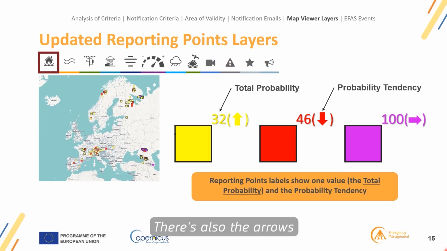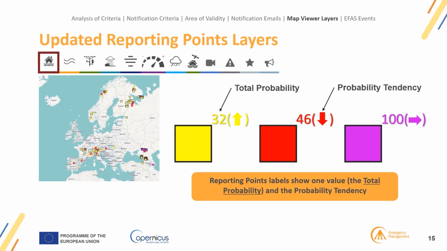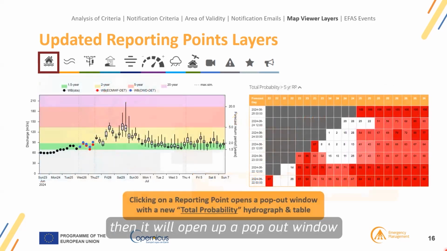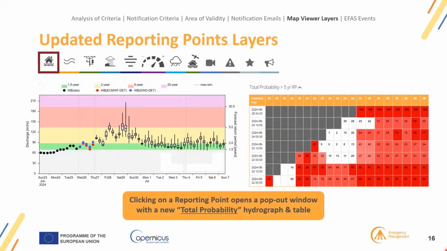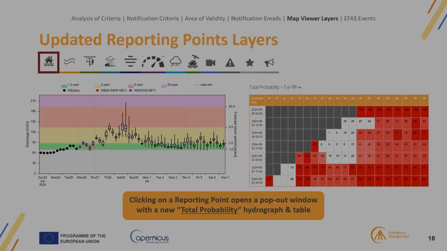There's also the arrows that point up, down, or sideways. If they're up, it indicates an increasing probability of exceeding that threshold. If the arrow is pointing down, it indicates a decreasing probability of exceeding the threshold. And if it's a sideways arrow, then it represents a constant probability. If you click on a reporting point, then it'll open up a pop-out window that has the new total probability hydrograph and a new total probability table.